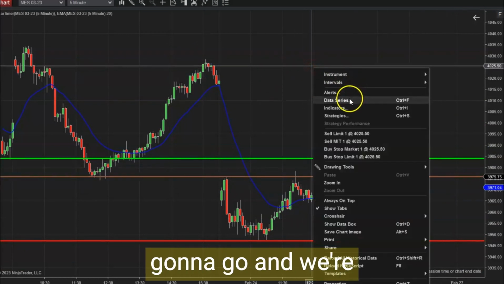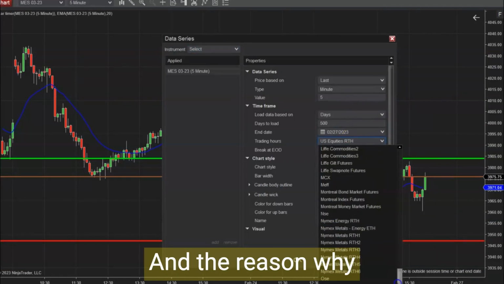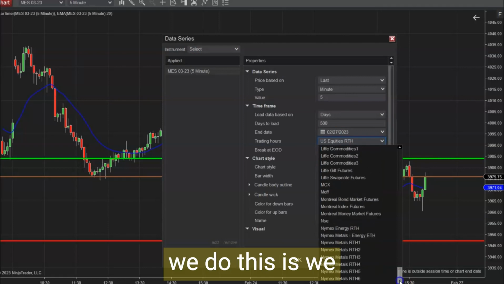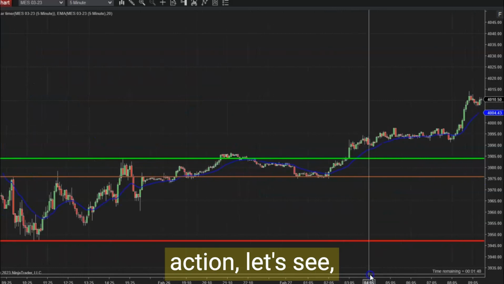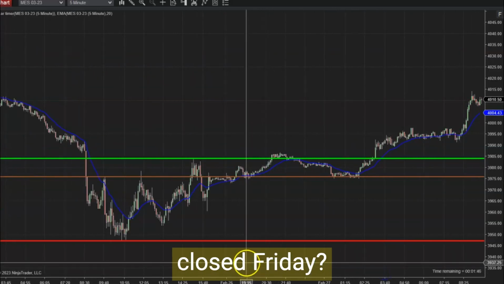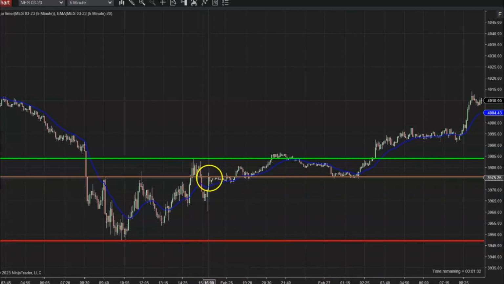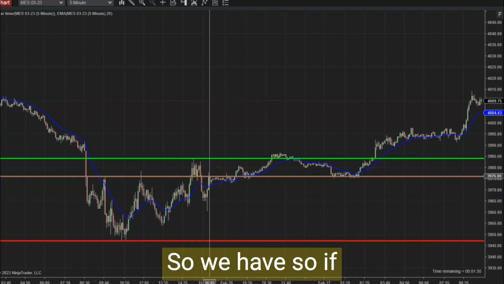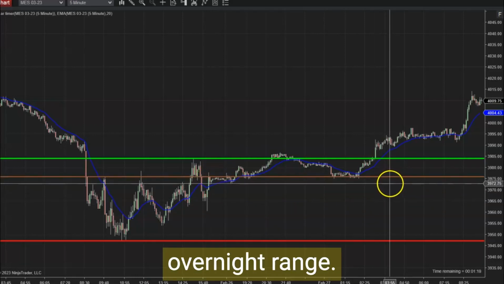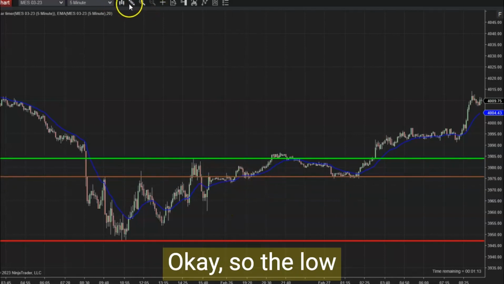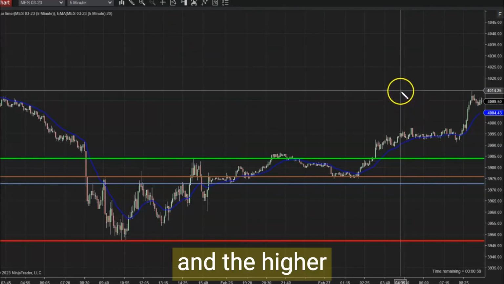Okay. Now we're going to switch over to a 24-hour chart. The reason why we do this is we want to look at the overnight action. Let's see, where was the close Friday? Yep, the close Friday was here. So if the close was here, the low of the overnight range was here, and the high of the overnight range is here.